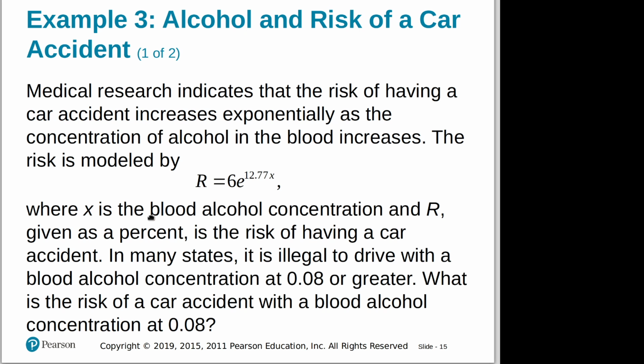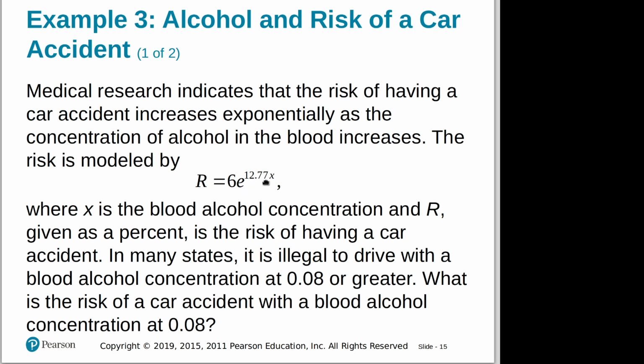So what we do is we tend to write functions like this, where we have the risk is equal to some multiplying factor times E to, this is usually called the rate, and then in however your independent variable. Now notice, if x was 0, E to the 0 is 1, because anything to the 0th power is 1. And so 6 happens to be the initial value when x is 0.